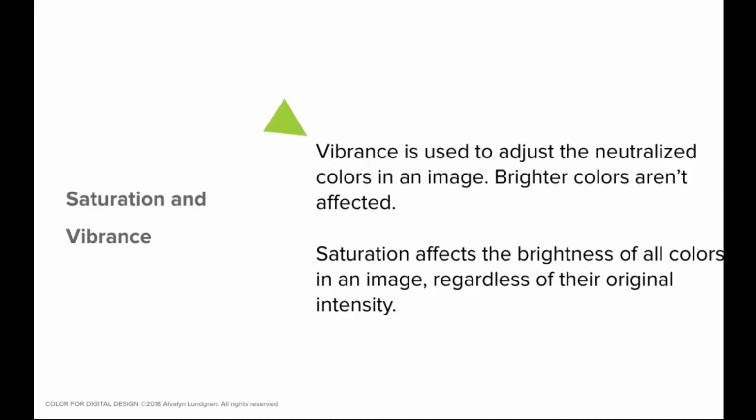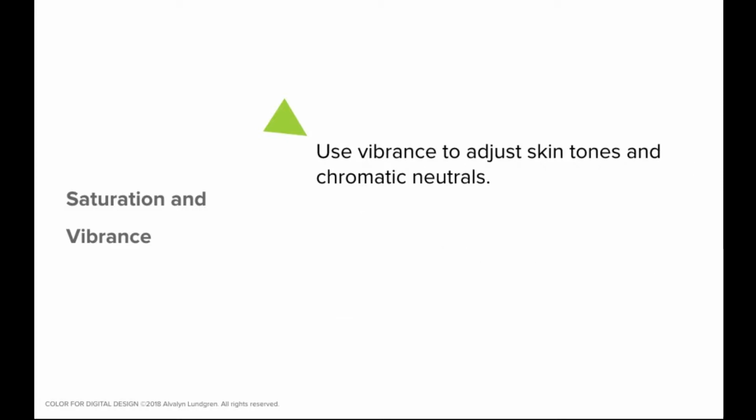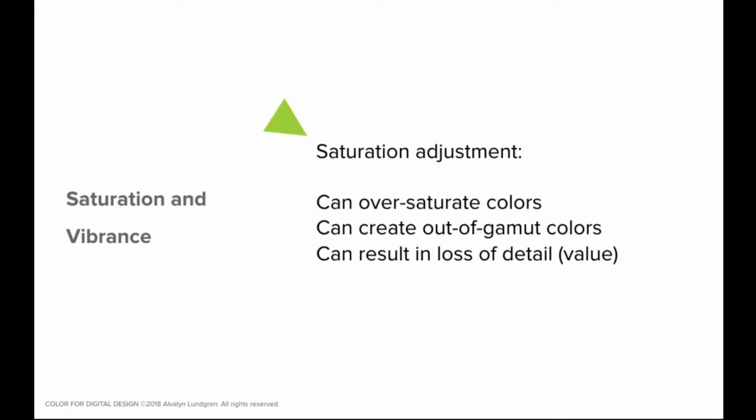Saturation, on the other hand, takes the entire image and modifies the brightness. You can understand that saturation is something that can be very easily overdone. When you're working with portraiture, use vibrance over saturation. In other words, that will be your first stop to adjust skin tones and the chromatic neutrals. And always be careful when you are adjusting saturation, because you can easily oversaturate everything in an image and it starts looking garish. That can cause colors to go out of gamut.